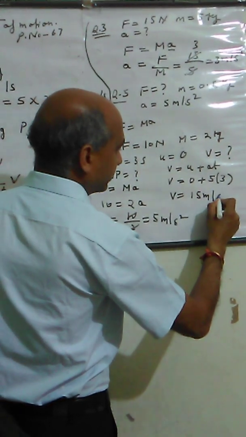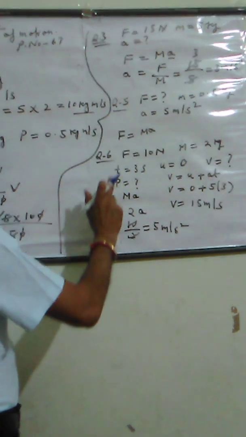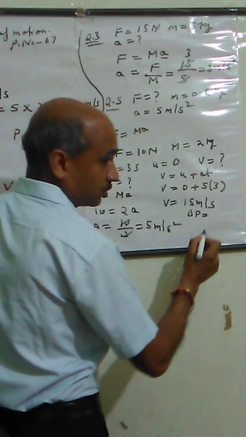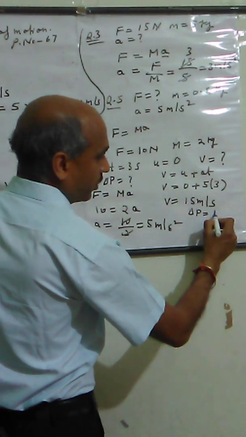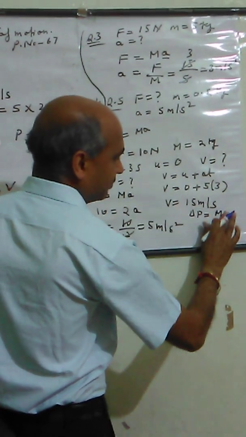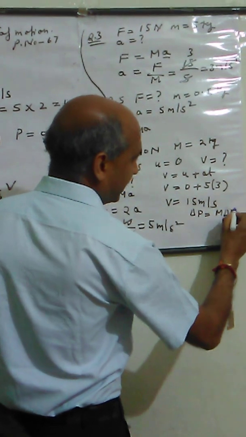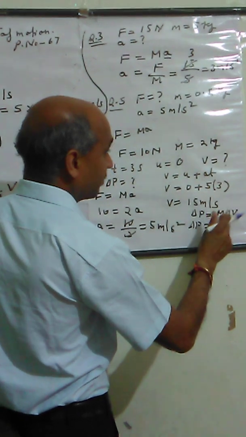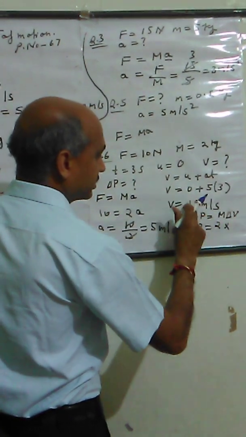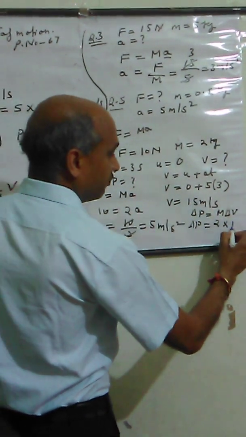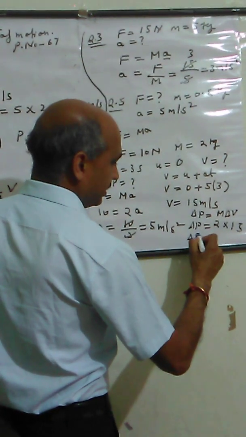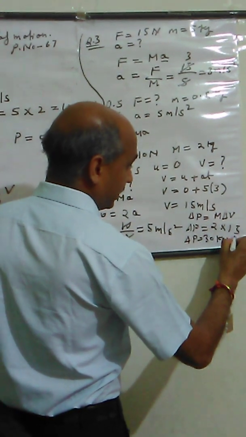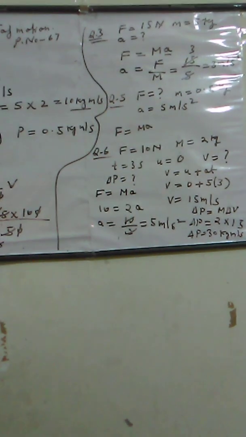Now lastly, we have to find the value of del P. Del P equals the product of mass and change in velocity. Del V means final velocity minus initial velocity. So del P equals the mass, 2 kg, times the velocity, 15 minus 0, which is 15 only. So del P equals 30 kg meters per second. So this is the change in momentum.